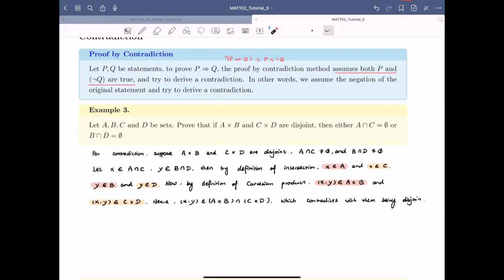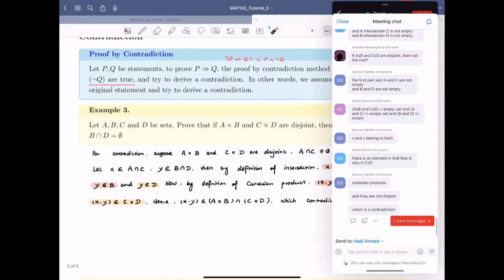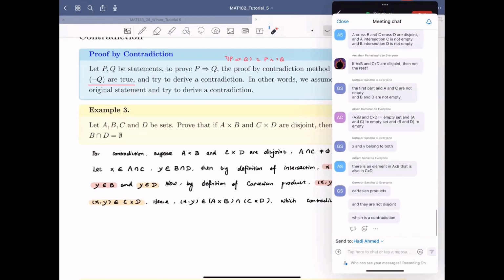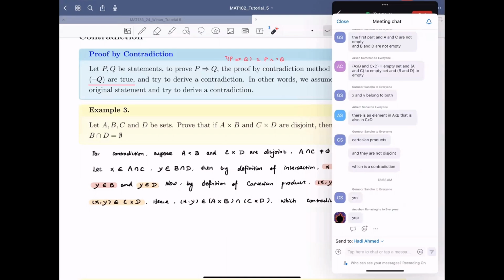Okay, so is this question clear? Is it clear? Any question at all? Okay, let's move on.